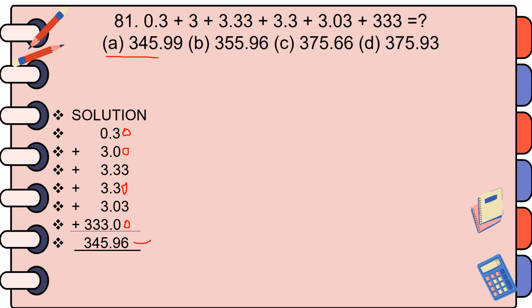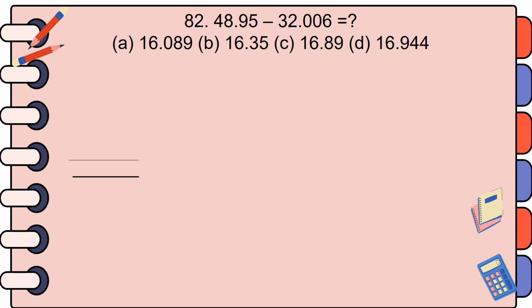When you add or subtract decimal numbers, simply line up those decimal numbers vertically and add like you are adding whole numbers. Question number 82. 48.95 minus 32.006. Subtract these numbers and try to get the answer on your own.